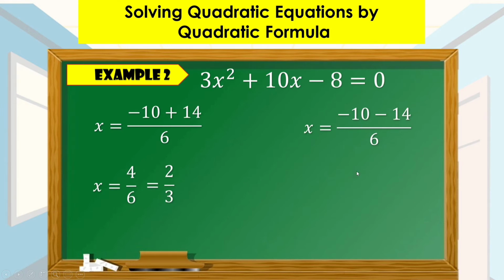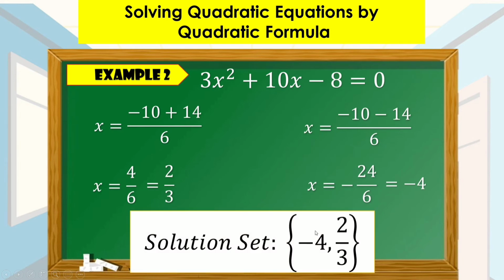On the other equation, let us simplify it. We have x is equal to negative 24 over 6. Simplifying it further, x is equal to negative 4. Solution set, negative 4, 2/3.